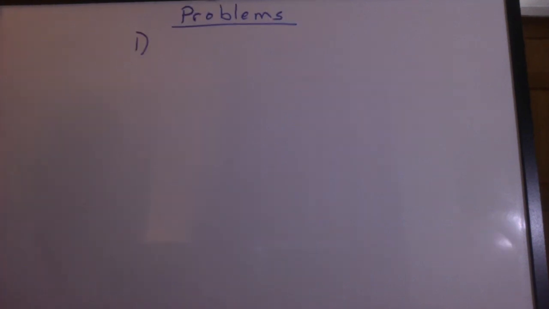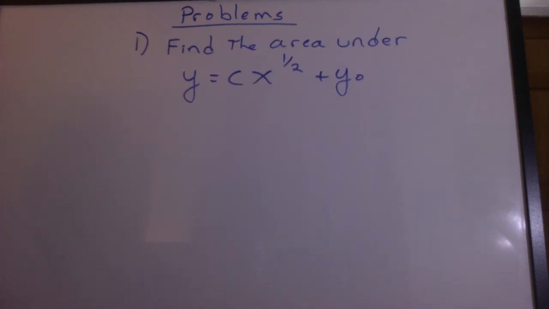It would be good to practice a few problems. Try modifying the program to find the area under y equals cx to the 1/2 plus y naught. Specify your own values of c, y naught, and x final. And then do the calculus and check your answer and see if you're getting the same thing on the computer program. Of course, the answer will get closer and closer the bigger the value of n.